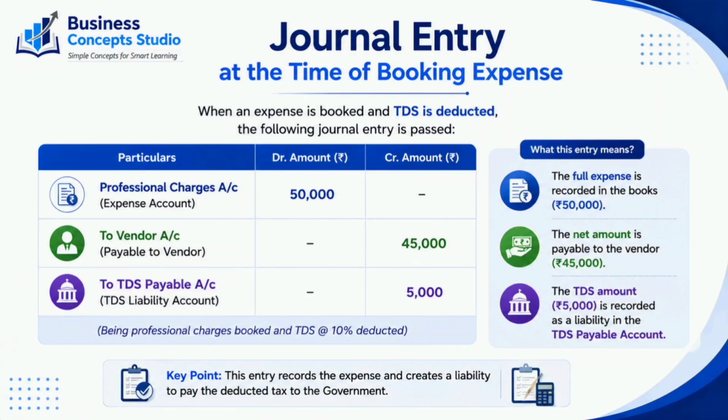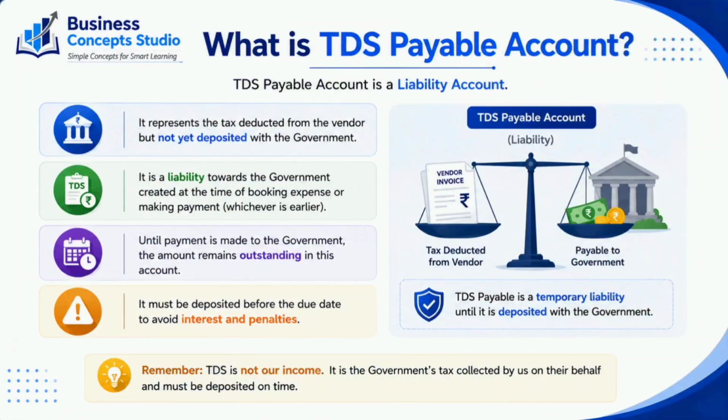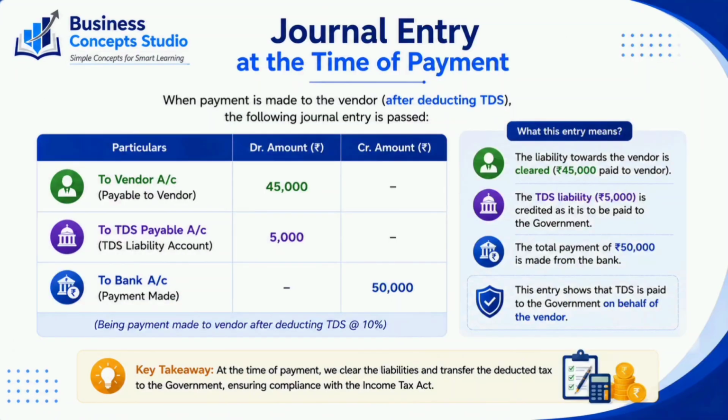The TDS payable account is a liability account. It represents the tax amount that has been deducted from the vendor but has not yet been deposited with the government. Once the TDS amount is deposited, the TDS payable account is debited, and the bank account is credited. This clears the liability from the books of accounts.